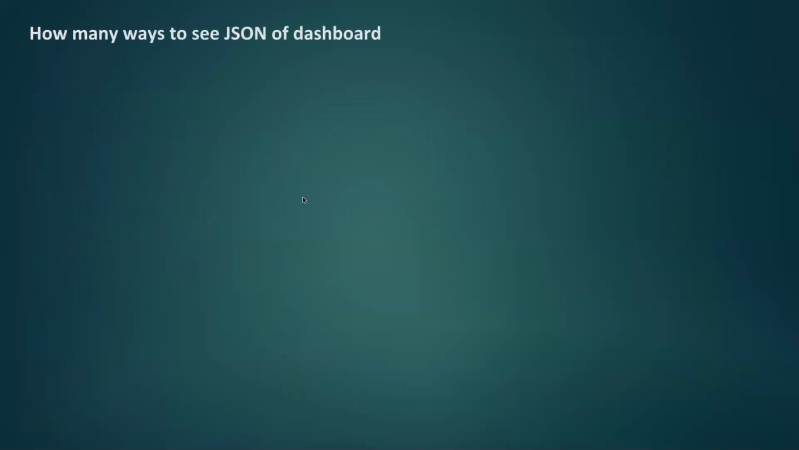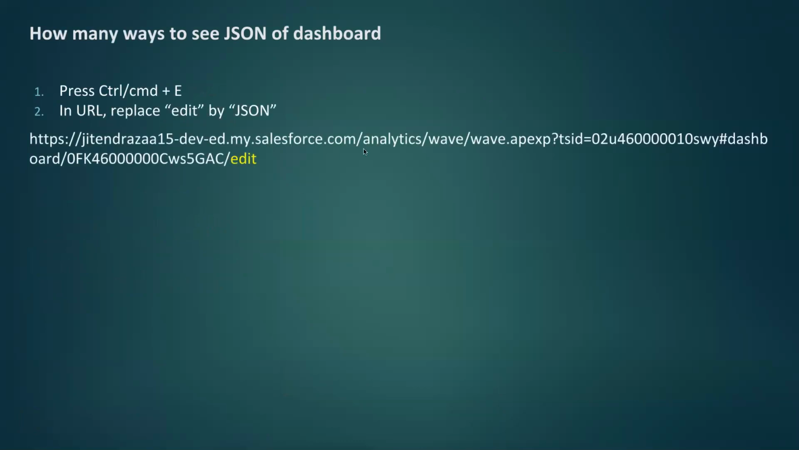Then, how many ways can we see the JSON on a dashboard? First, it's Control E. Second, in the URL, you can replace the word edit with JSON. For example, if this is the URL, you replace this edit with JSON, and you will be able to see the JSON.